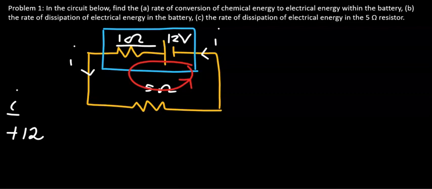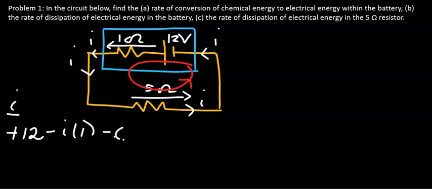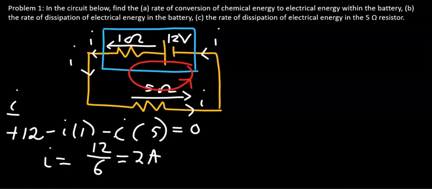Then you go across the internal resistor of the battery in the same direction as the direction of the current I. So that's going to give you a negative term for the potential difference across that little resistor, and that term is I times resistance 1 ohm. Next you go across the 5 ohm resistor, again in the same direction as the current I, and that will give you another negative term, I times 5. And they all should sum up to 0. Immediately, you can figure out what I is. I is quite simply 12 over 6, which is 2 amperes.